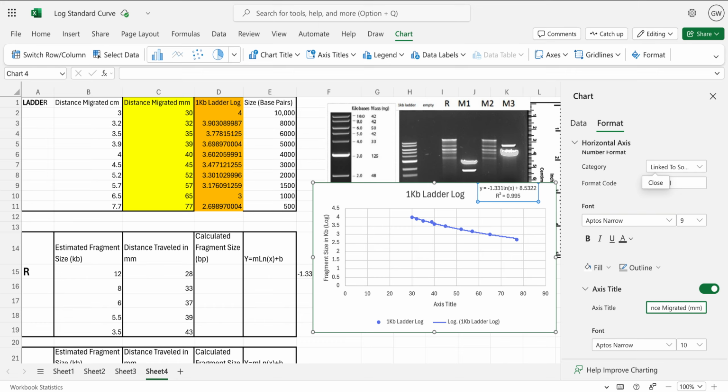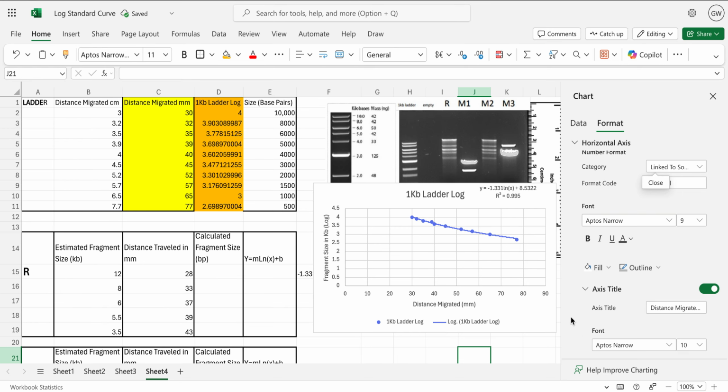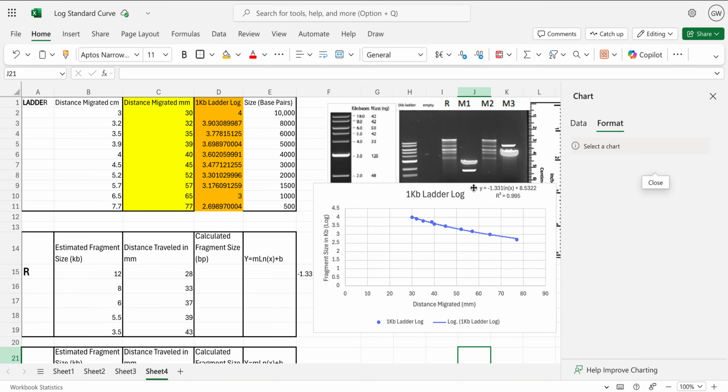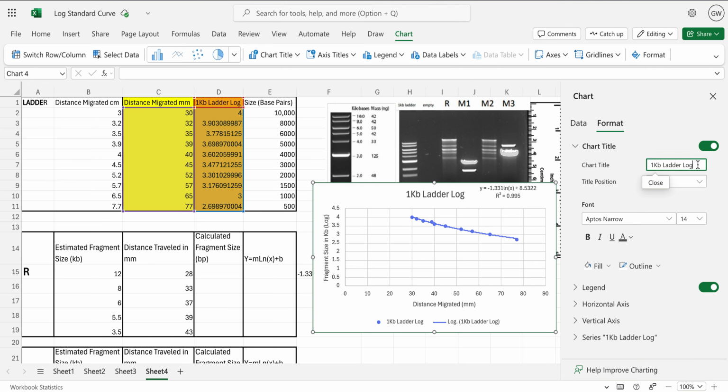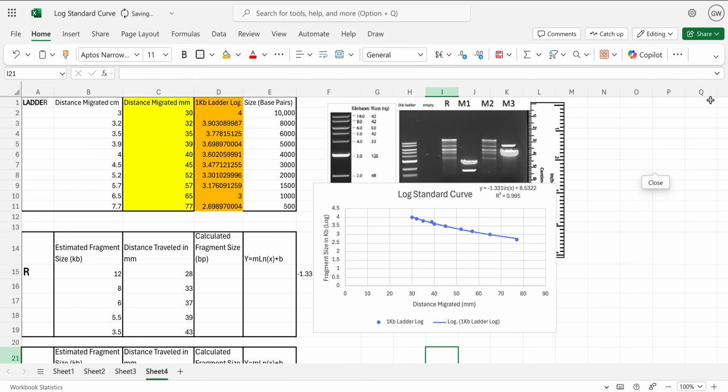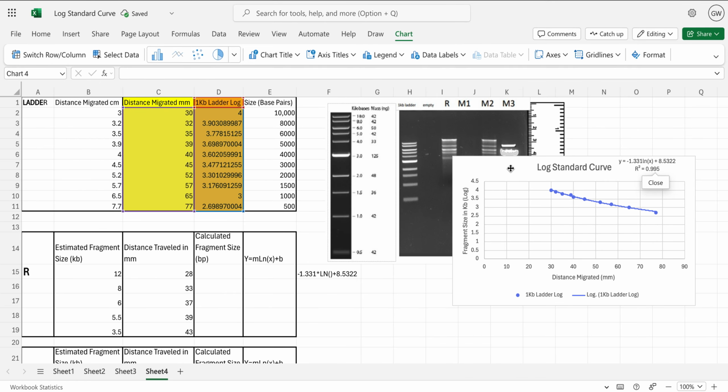There you go. All right, we have officially labeled that, and what do we want our chart to be called? What would we want this chart title to be called? Log standard curve. Done. Beautiful log standard curve right there.